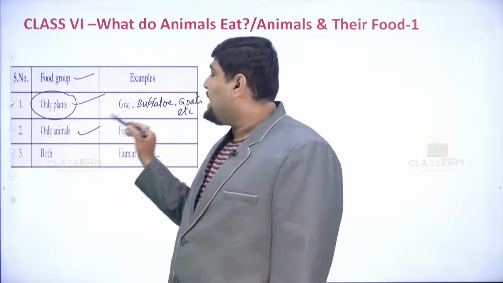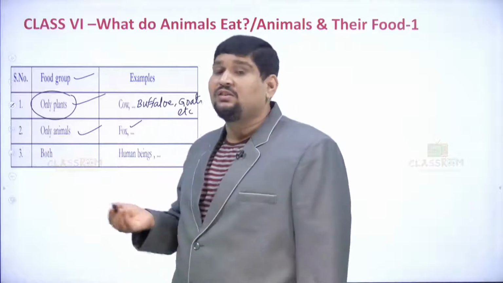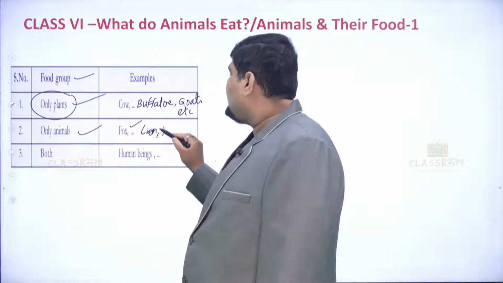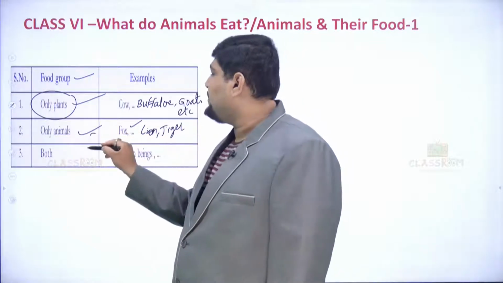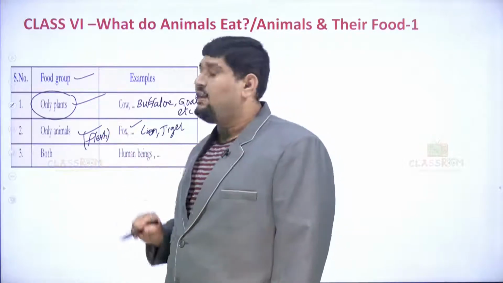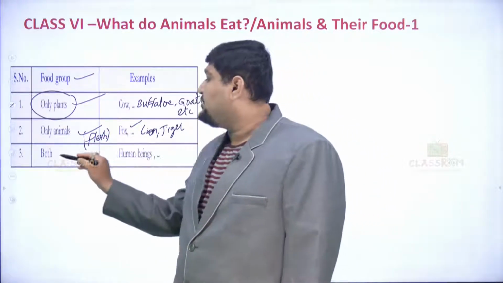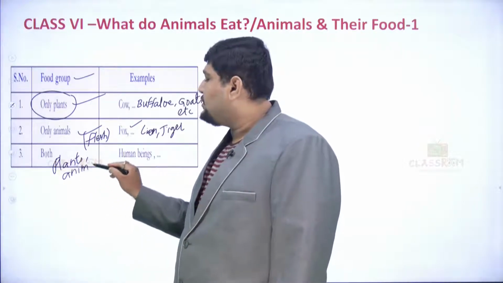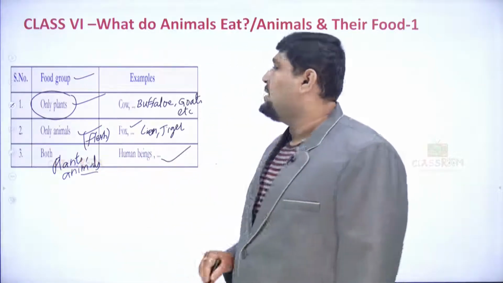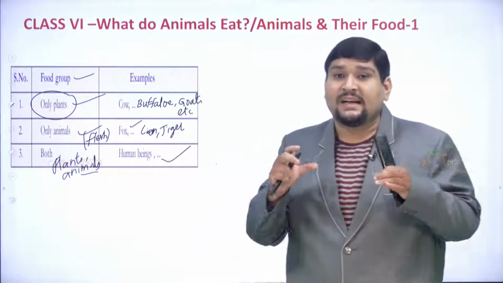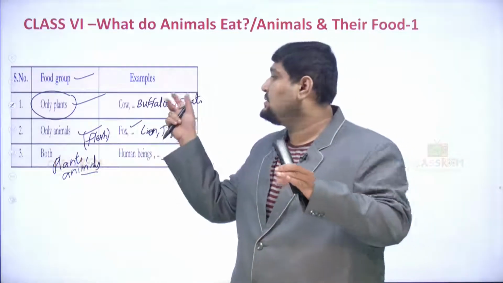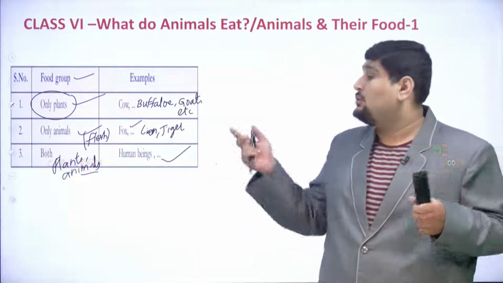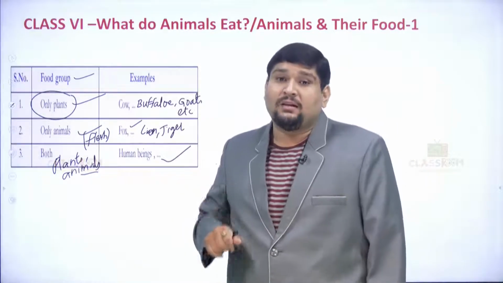Then, only animals: like the fox, vultures, and even lion and tigers, which eat the flesh. Here they eat flesh. And animals that eat both plants, plant products and animals are human beings. This is how we have grouped the plant eating animals, the flesh eating animals, and those that eat both.